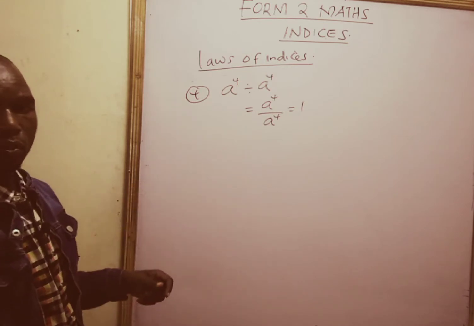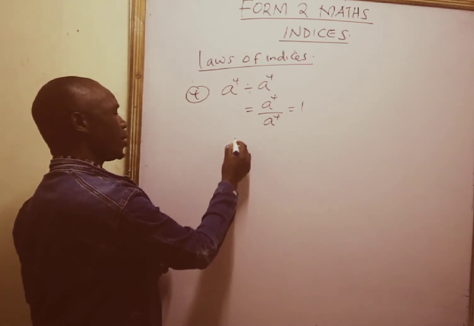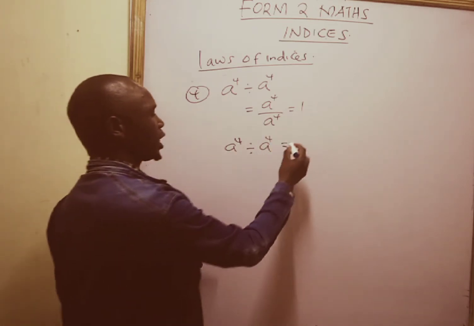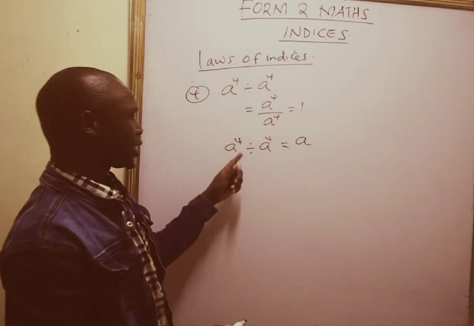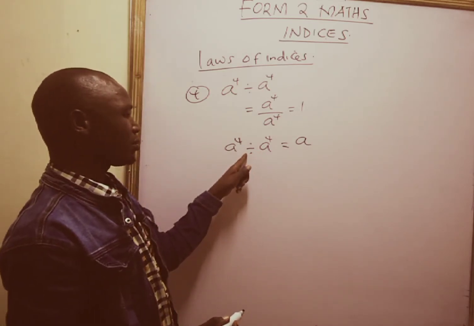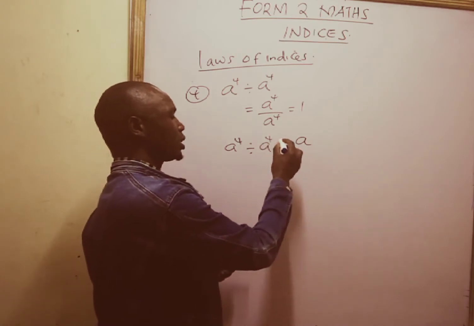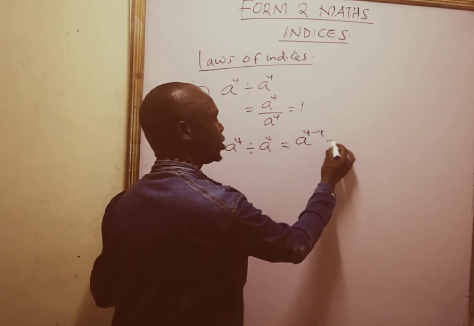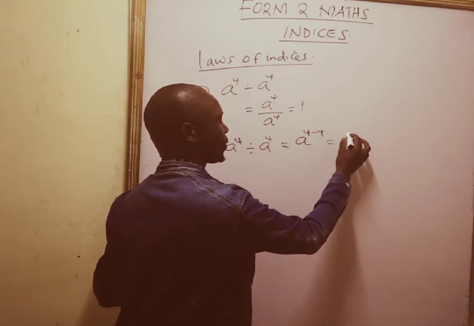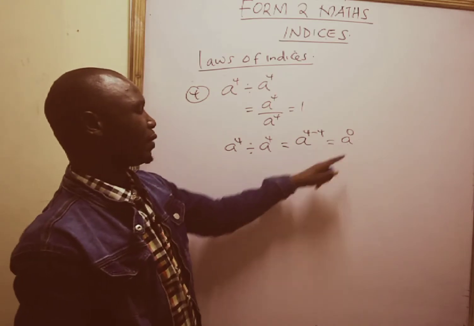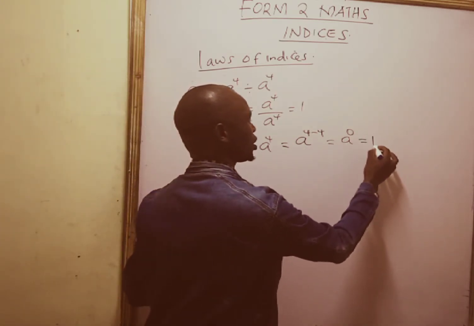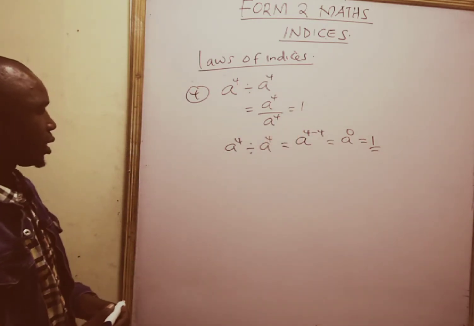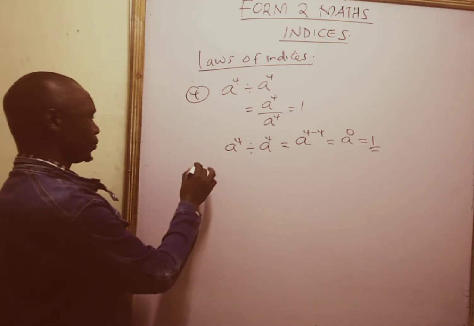But if we apply the rules of indices, we have a power 4, you divide by a power 4. The bases are the same, therefore we take the common base, which is a. The sign between them is a division, that means we are going to subtract the powers, and in this case we are going to have 4 minus 4, which gives us a power 0, and any number raised to 0 will always give you a 1. So you realize it is the same as the answer we obtained in our first calculation.